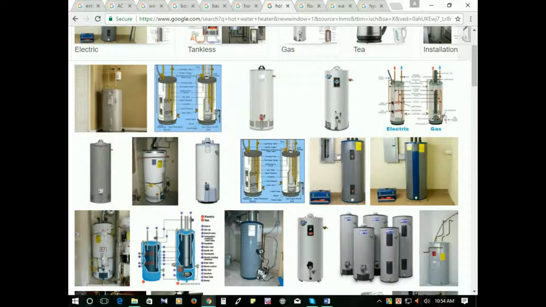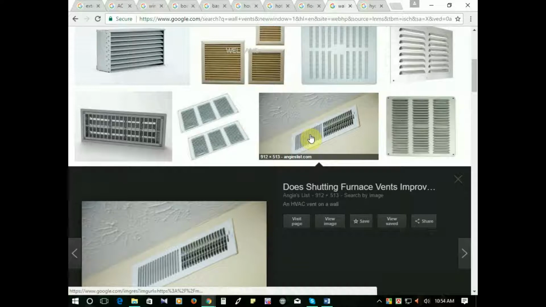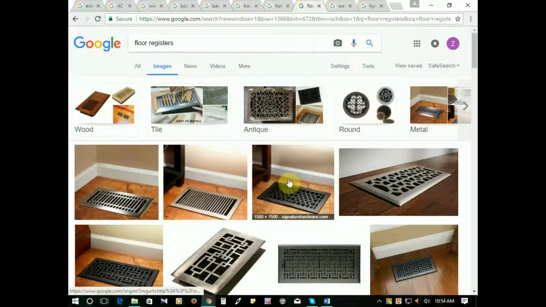Most properties will have a 40 or 50 gallon water heater installed, and instead of boilers, many properties can have a forced air furnace to heat the house. Forced air furnaces heat air and circulate it throughout the house to keep it heated. In such cases, all rooms will have wall vents and floor registers.